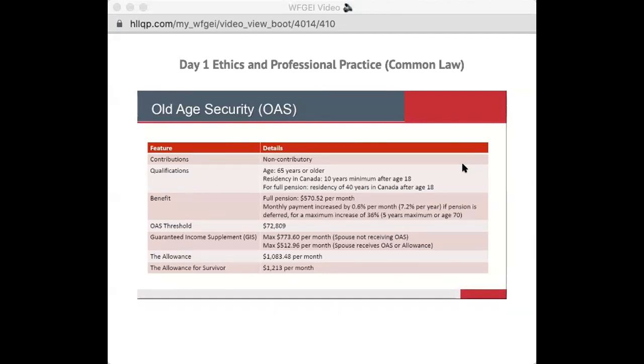That's your first qualifier. Then from there, if you're a low income earner, you'll get GIS. And if your spouse is a low income earner between age 60 to 64, they will get what's called an allowance. Should you be receiving OAS and then pass away, your survivor will get $1,213 per month until they're age 65. Then at age 65, the normal OAS kicks in anyways, and that simply dies off. That's basically all you need to know for old age security.